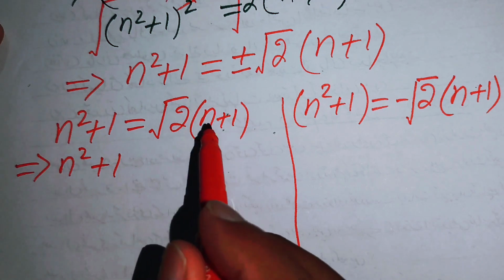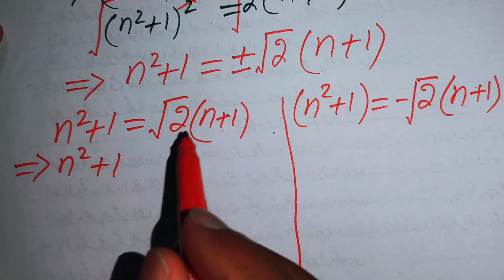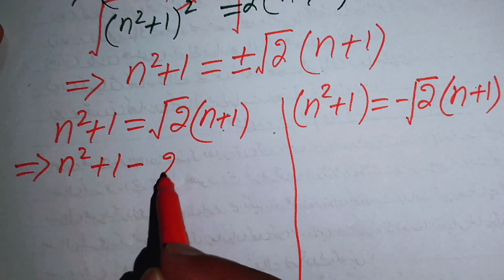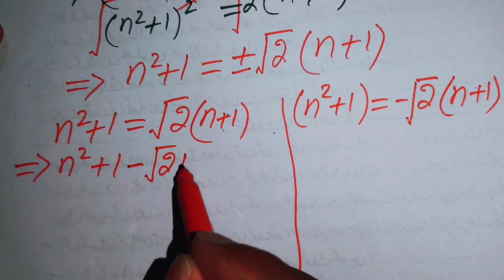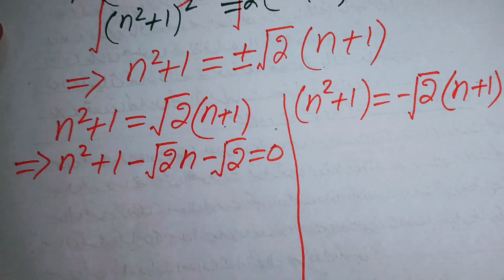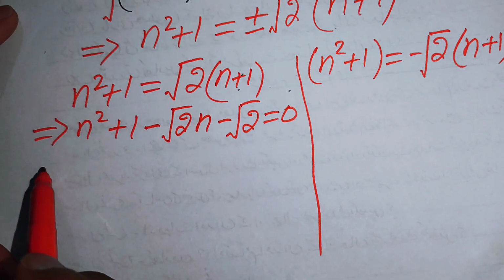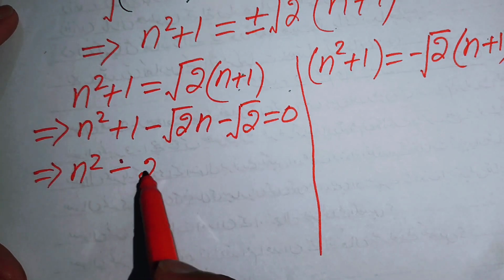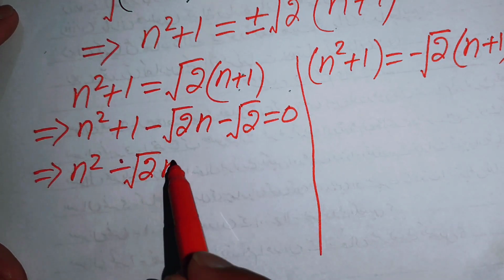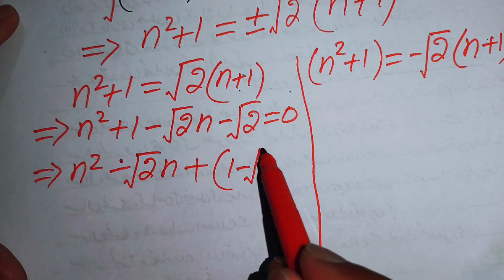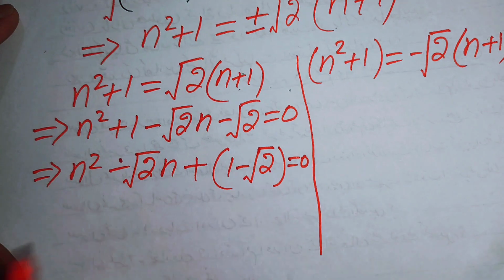When you multiply this square root 2 on n, you get square root 2 times n, and when we move it to the left hand side, you get minus square root of 2n, and similarly minus square root of 2 is equal to 0. Now we rearrange the terms, and you see that we have n squared minus square root of 2n plus 1 minus square root of 2 is equal to 0.